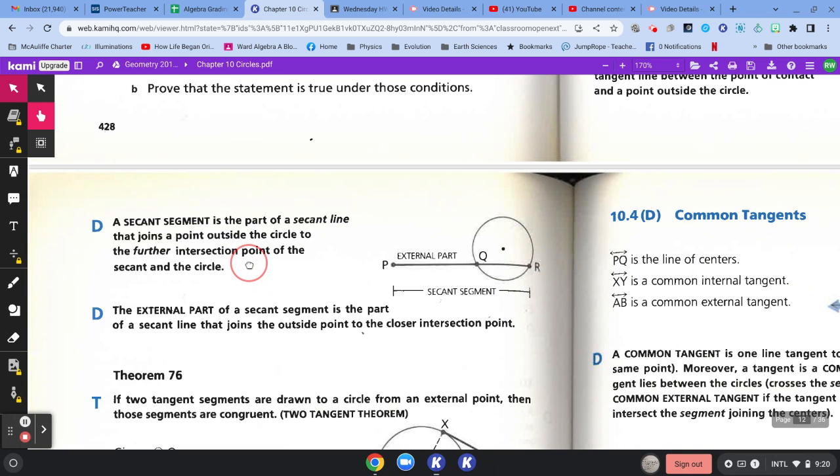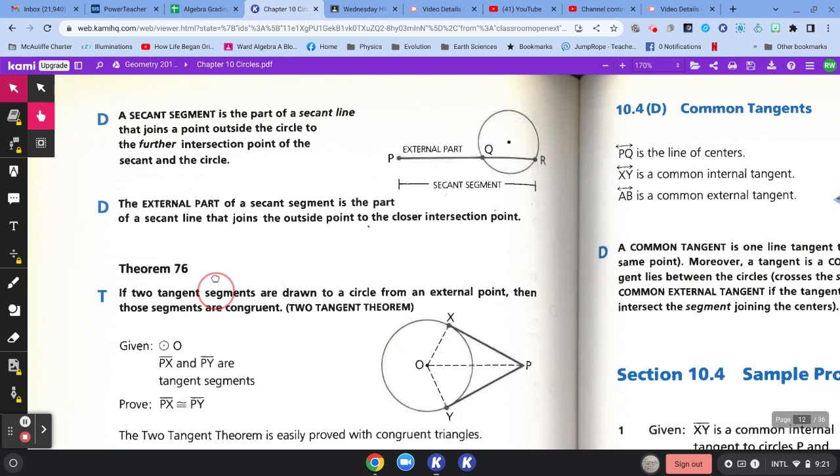A secant segment is going to join some point that's outside of the circle with a chord. So basically, you take a chord and extend it in one direction. You have an external part and an internal part. So that is what's going on with the secant segment. The external part of the secant segment is part of the secant line that joins the outer point to the closer intersection point. Okay, so hopefully that's fairly straightforward.